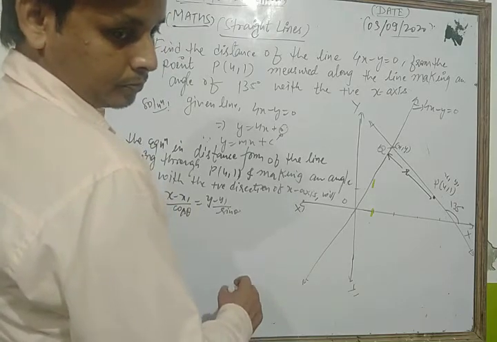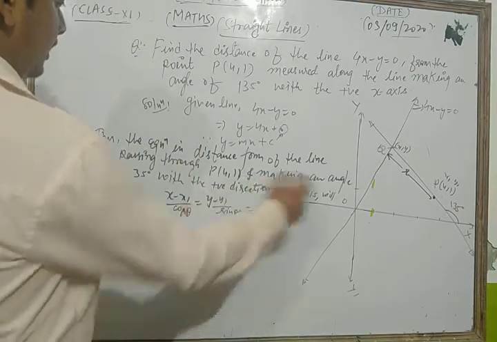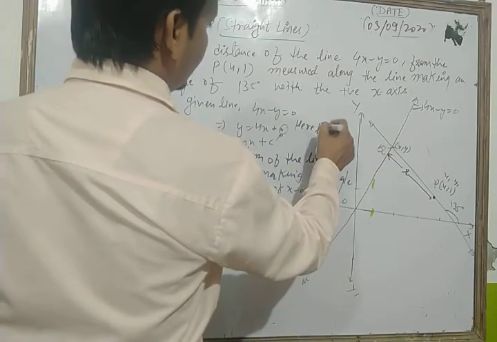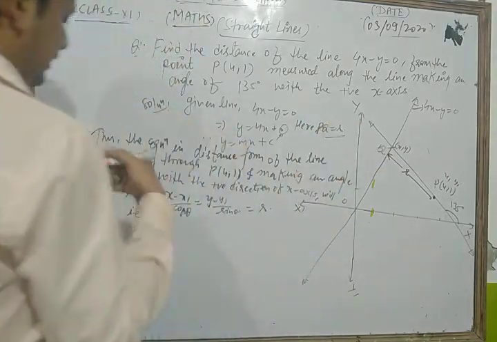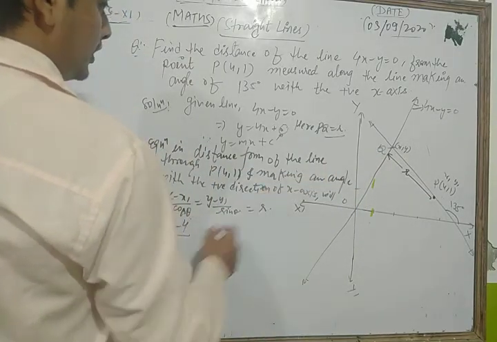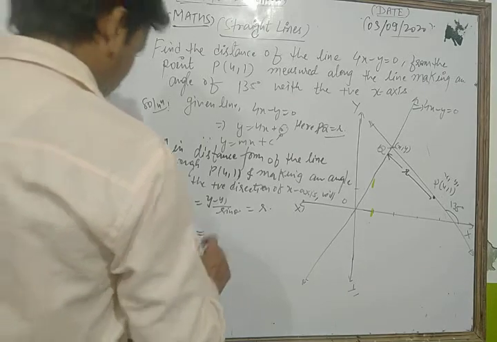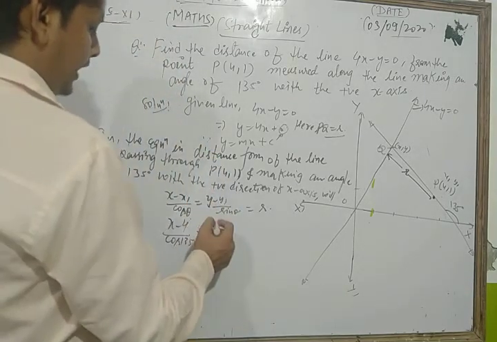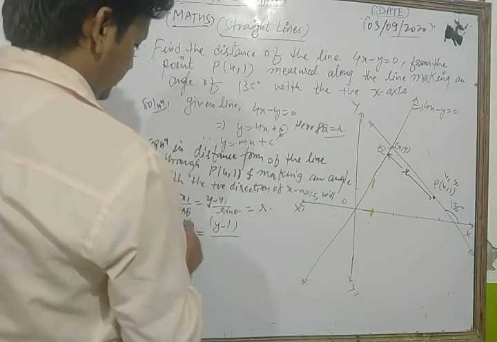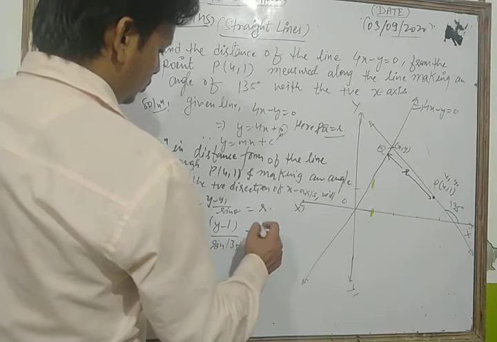Here PQ is equal to r. Let's see. x minus x1, the value of x1 is 4, upon cos theta, the value of theta is 135, is equal to y minus y1, where y1 is 1, upon sin 135, is equal to r.